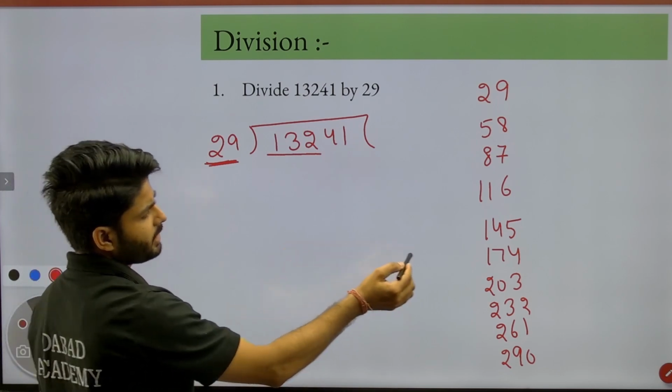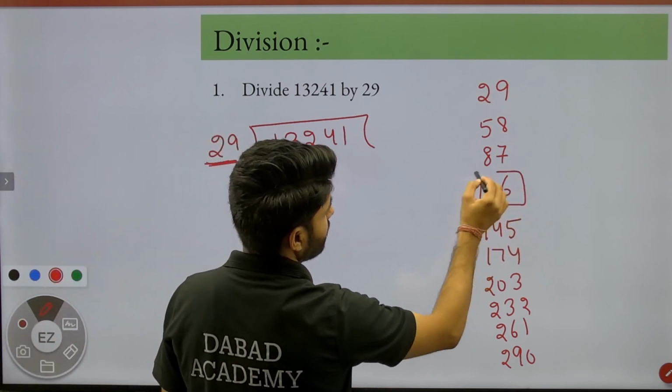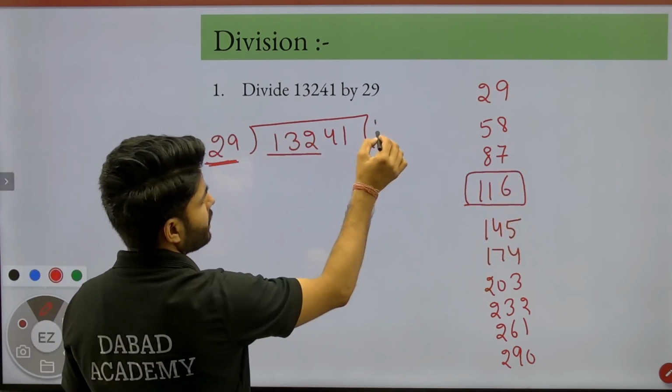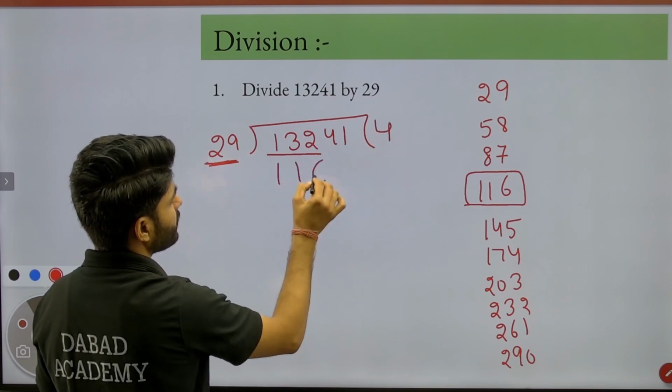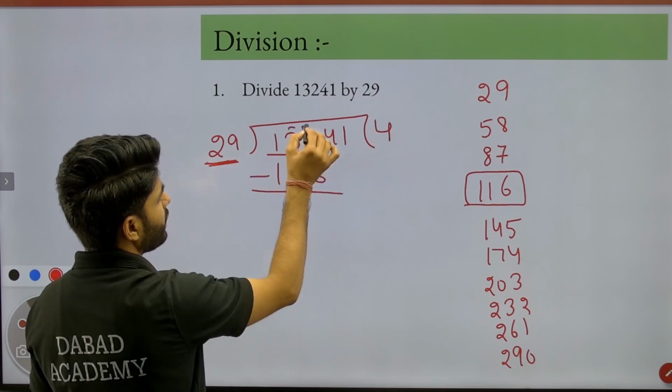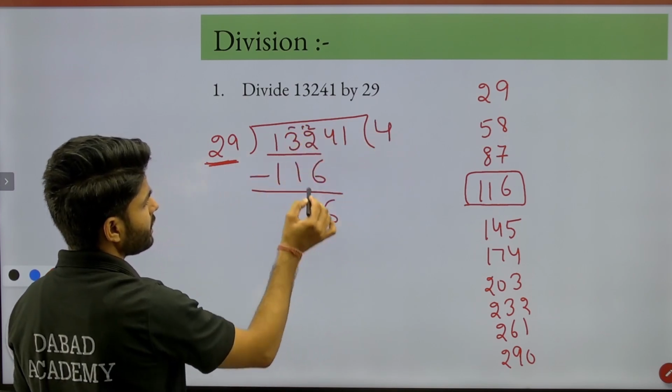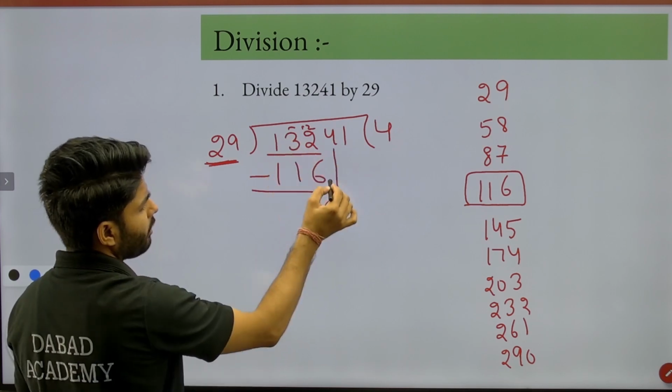So we can clearly see 116 is the number that is less than 132. So 29 times 4 is 116. Now we have to subtract, take carry 2, here is 12, 12 minus 6 is 6, here is 2, 2 minus 1 is 1. Now we have to take 4 here.